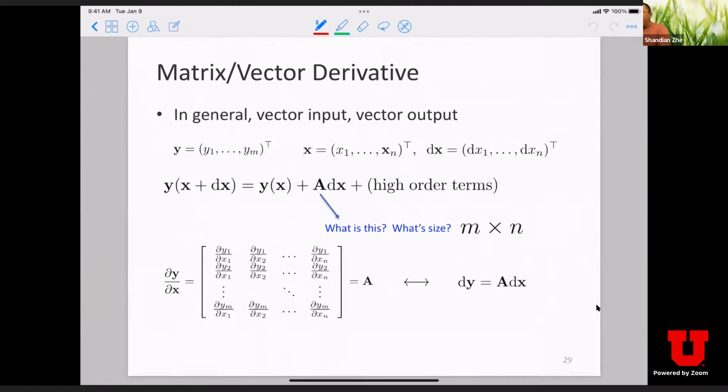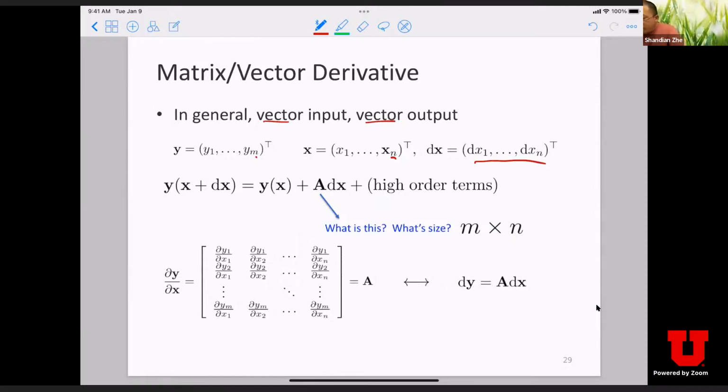So now let us extend to an even more general case. Suppose your function has a vector output and a vector input. That basically means your y is now a vector of m outputs. And the input is still this n-dimensional input. And of course, the derivative of x will be an n-dimensional vector as well.